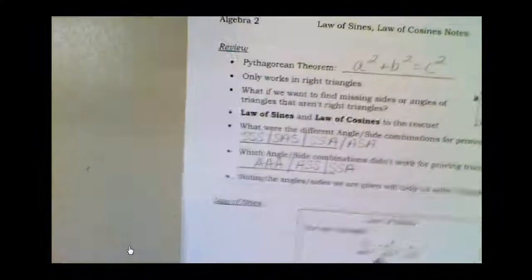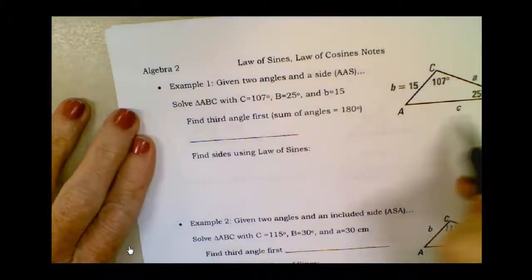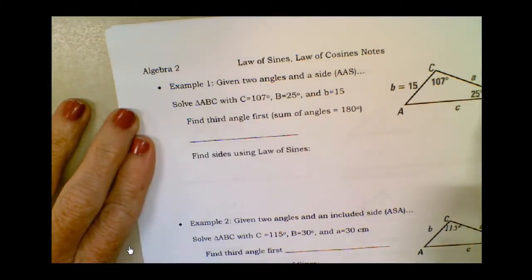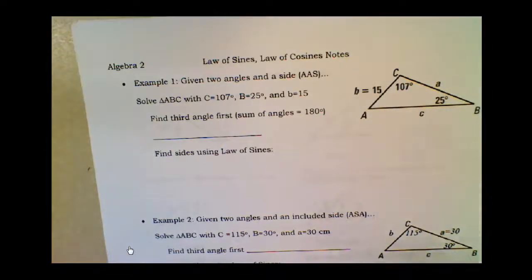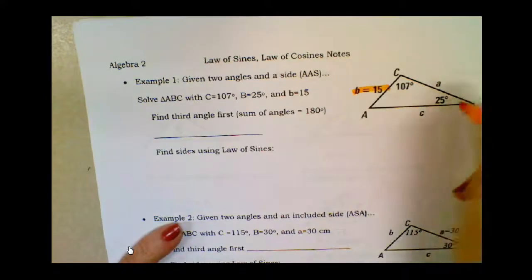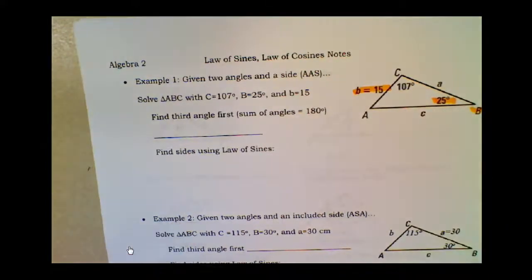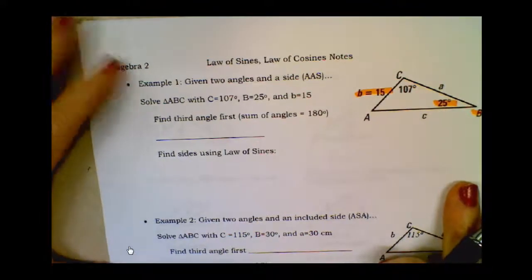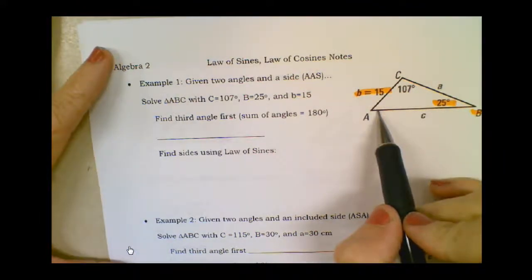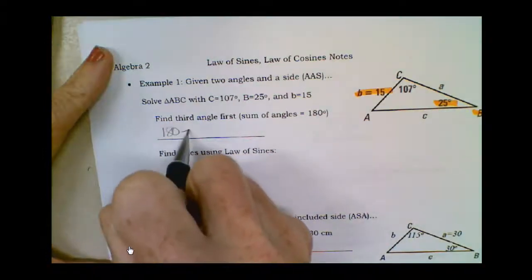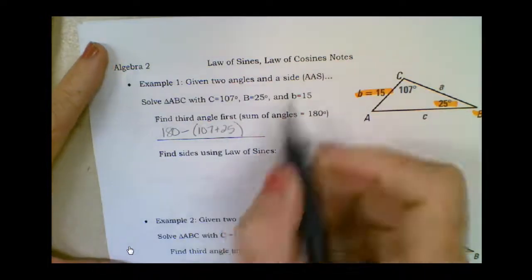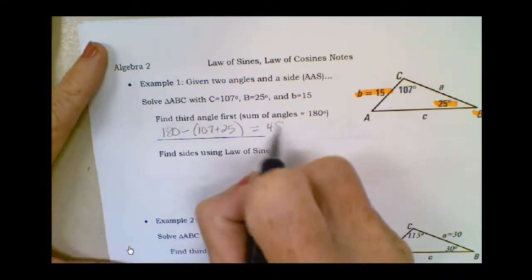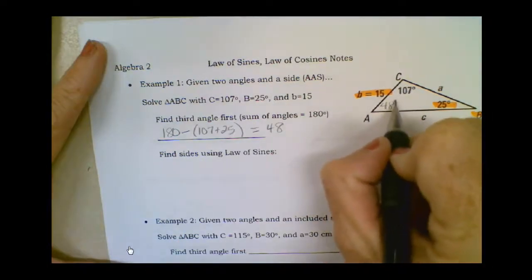Okay, so let's try that on a couple practice problems. In example 1, we've got angle B is 25, angle C is 107, and side b is 15. So when I see that, I have a side and an angle that go together, so I know that I've got a ratio of that. The other thing is I can figure out this third angle, right? I can pretty easily do that by subtracting the sum of 107 plus 25 from 180, and that gives me a degree of 48.